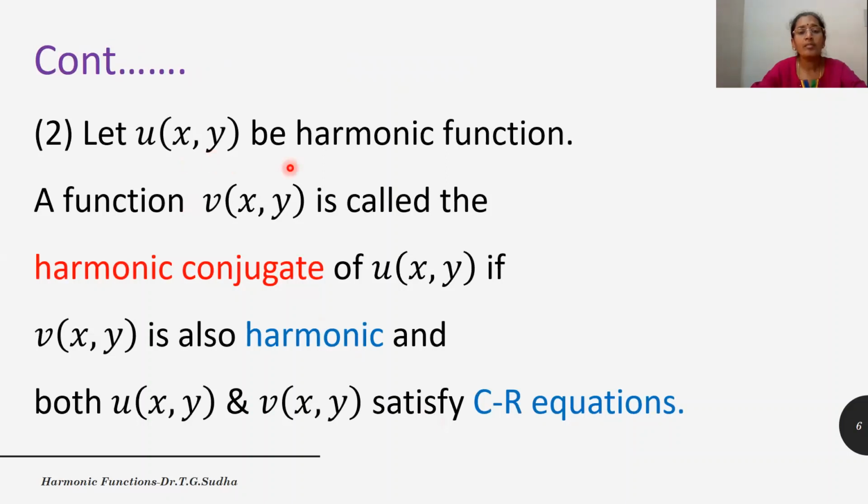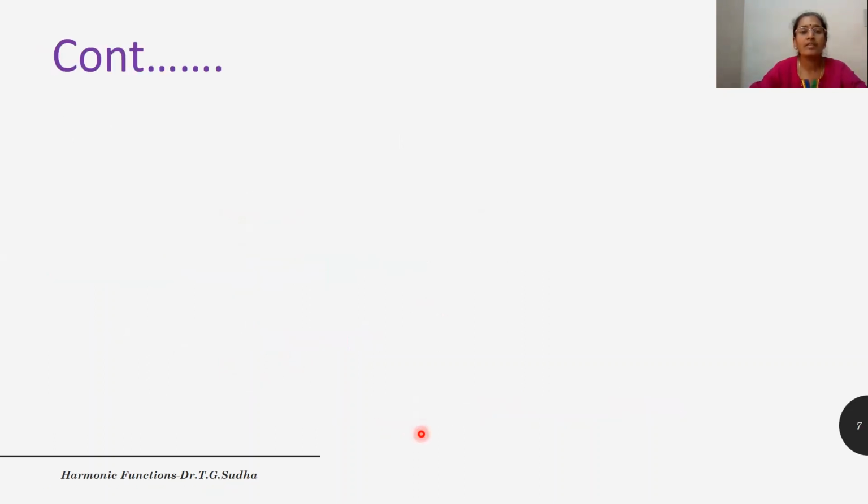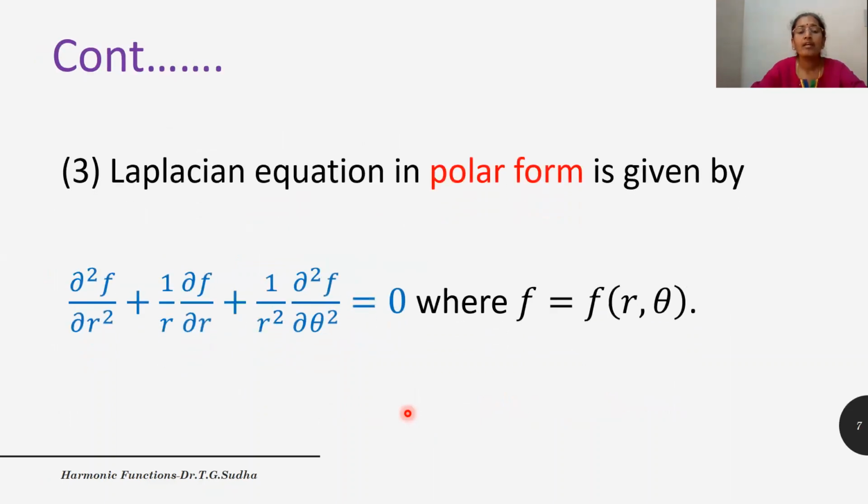Suppose u(x, y) is a harmonic function. Another function v(x, y) is called a harmonic conjugate of u if v is also harmonic and both u and v satisfy the Cauchy-Riemann equations. The Laplacian equation in polar form is given by ∂²f/∂r² + (1/r) ∂f/∂r + (1/r²) ∂²f/∂θ² = 0, where f is a function of r and θ, the polar coordinates.